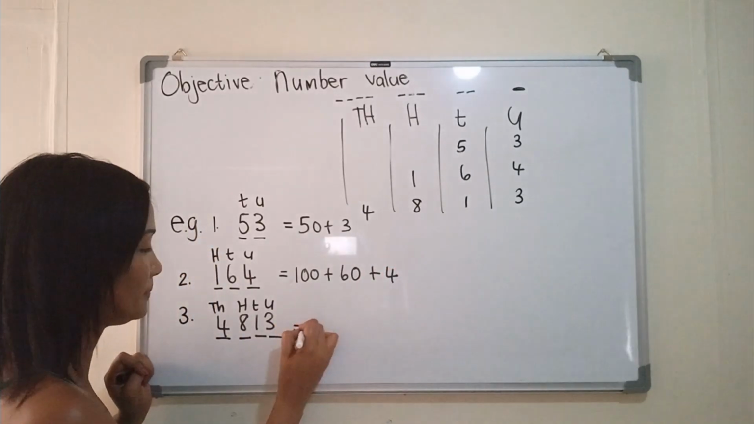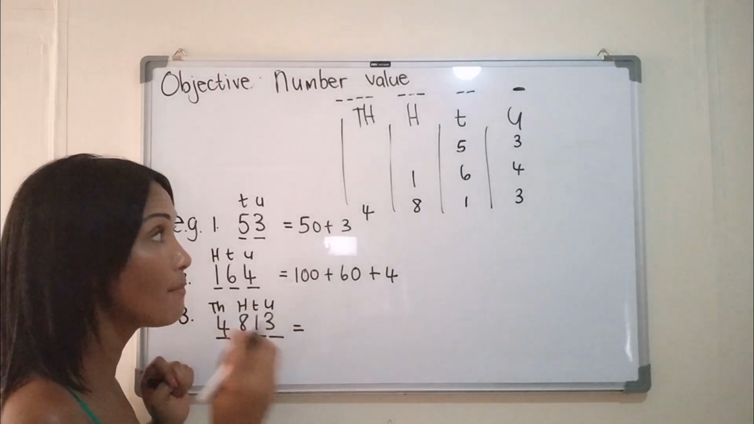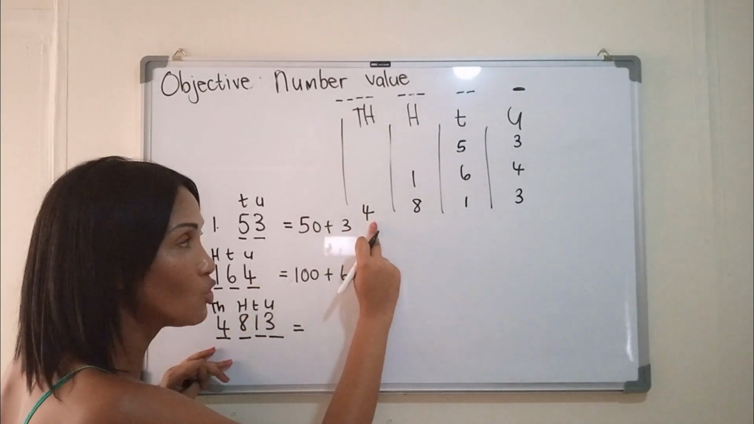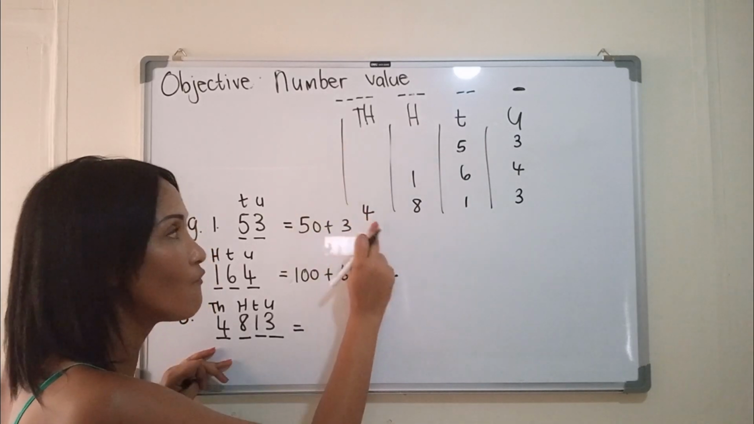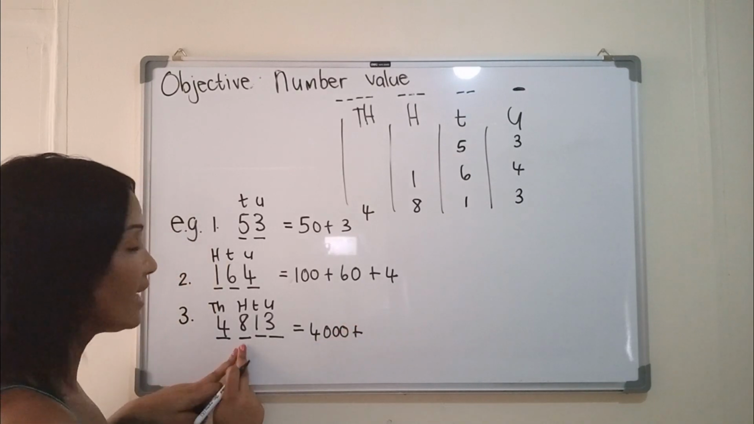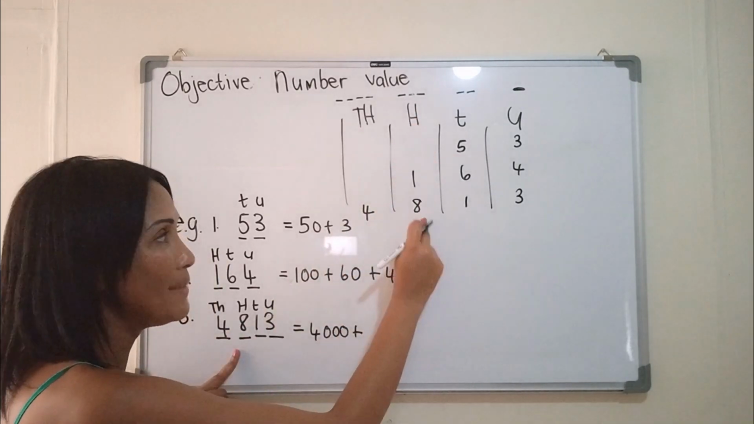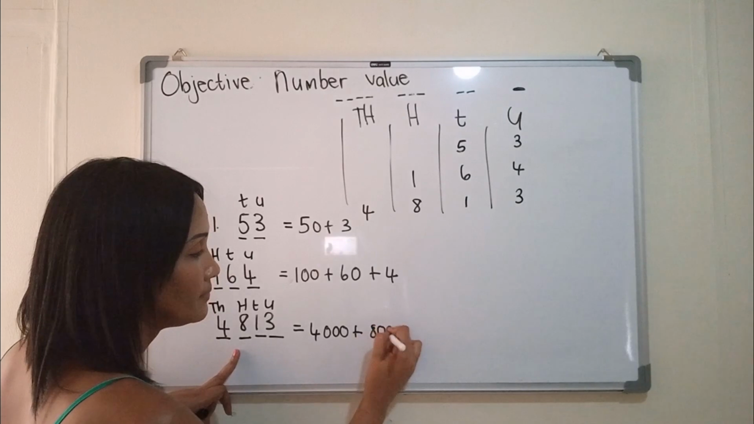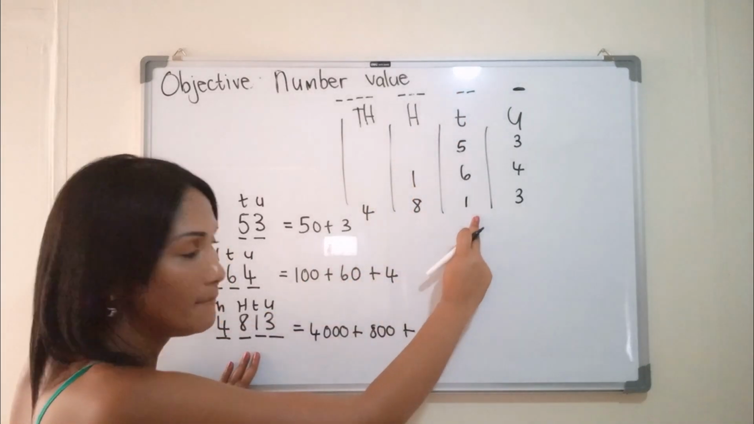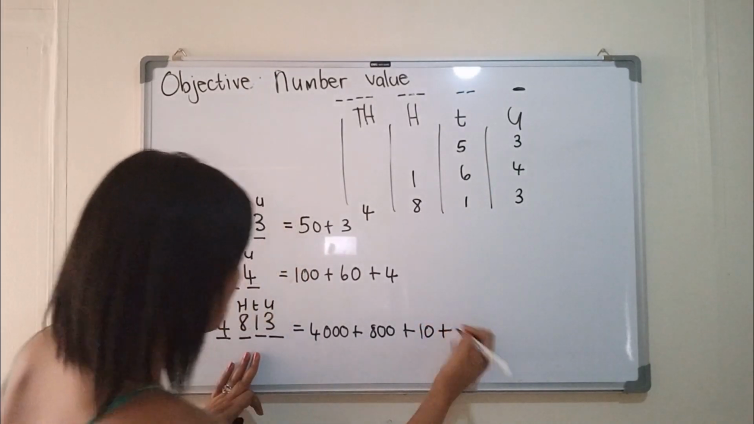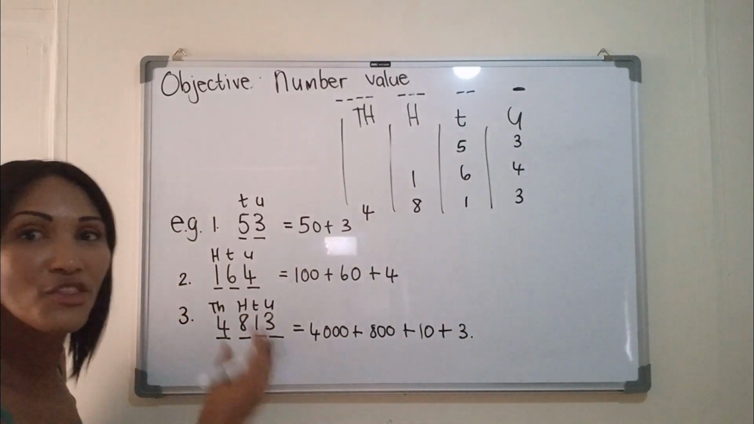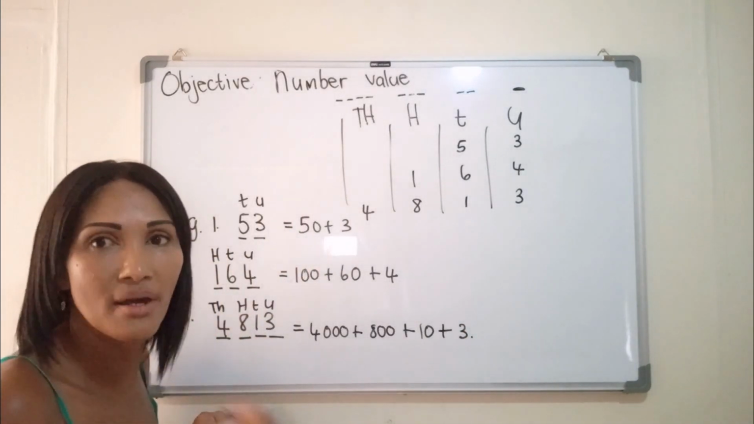Next one. What is the number value of the 4? Remember, I already put it in the place value column, 4 under thousands. So 4 means 4,000. The 8 under the hundreds column means 800. Plus the 1 in the tens column means 10. Plus the 3 in the units. So that is basically number values.